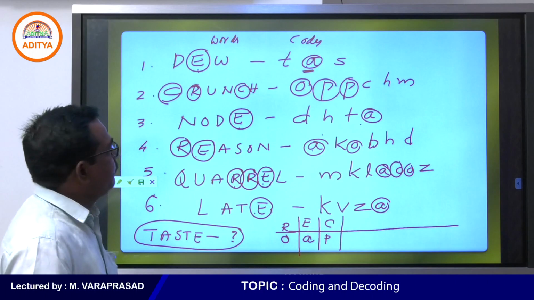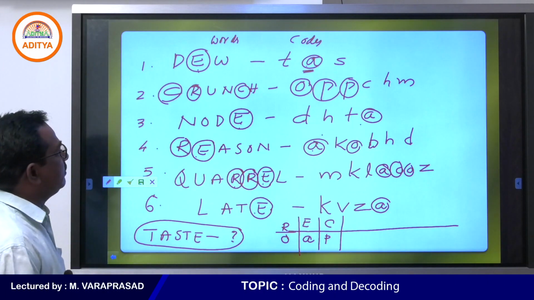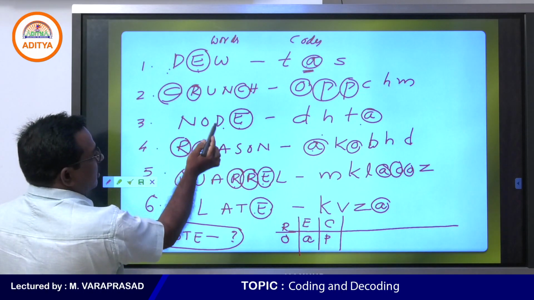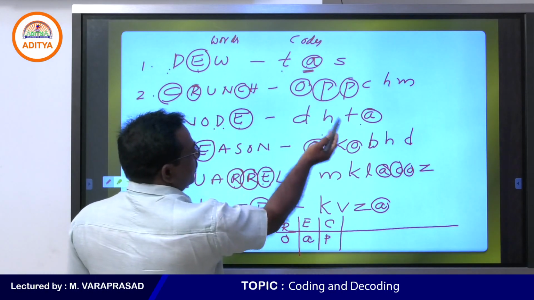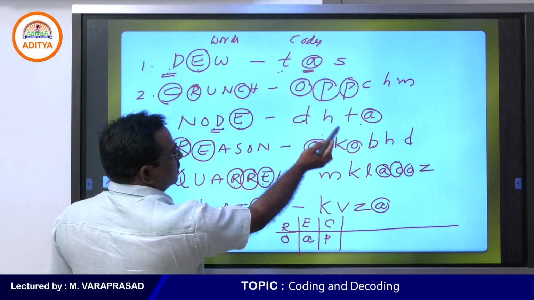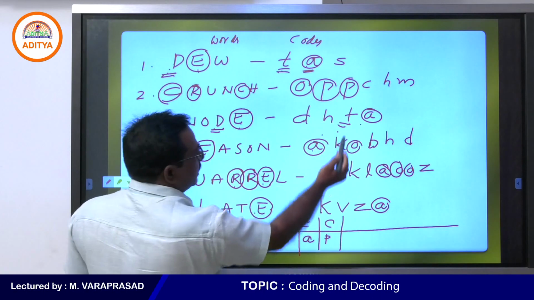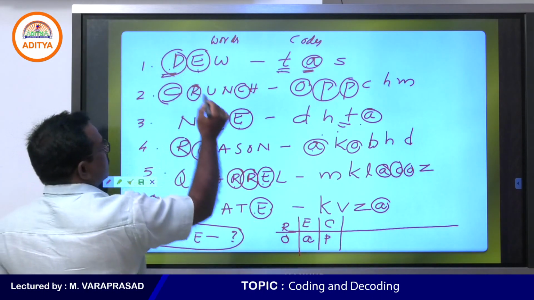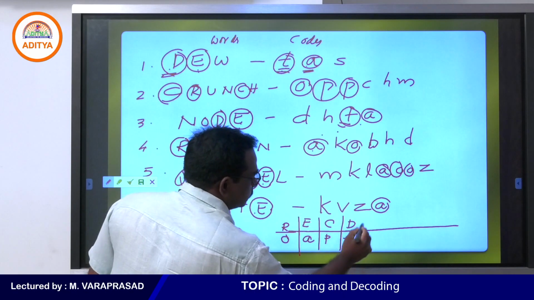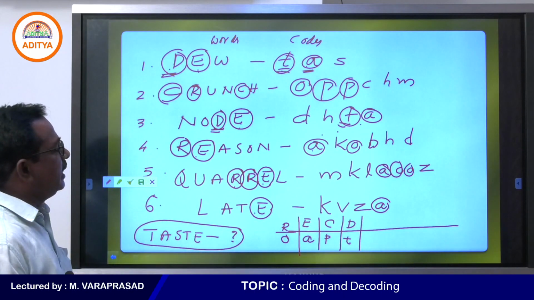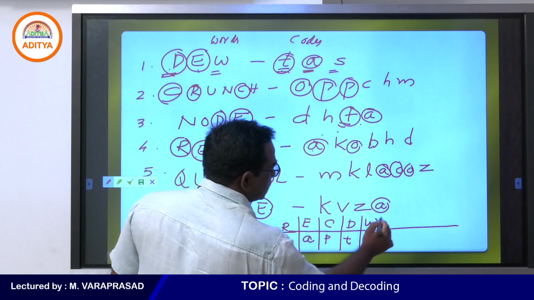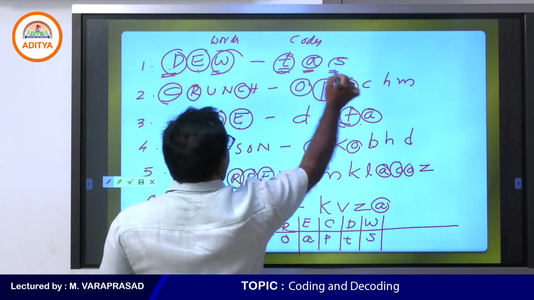Yes my students, still what can we write? See once here. D is repeated in the first and third. Here D is there, here D is there, first one and third one. So T is repeated. In the place of D we can write T. Yes, still W is remaining and S is remaining. So this one is completed totally.